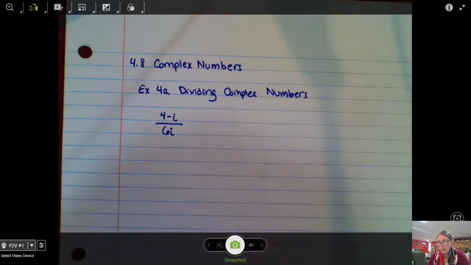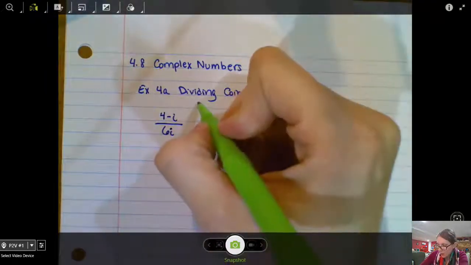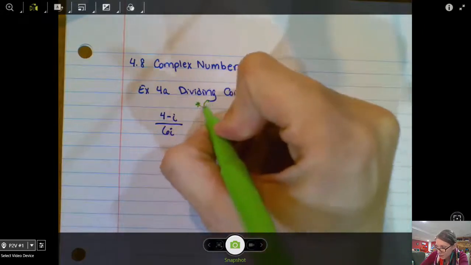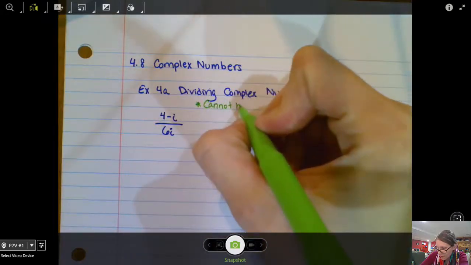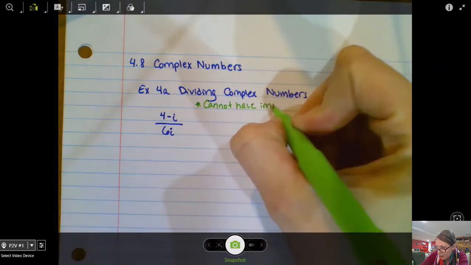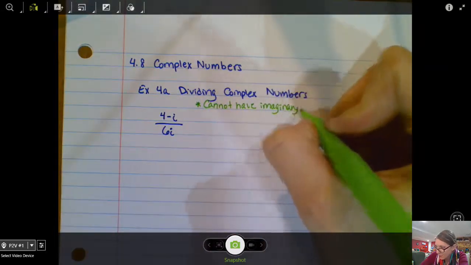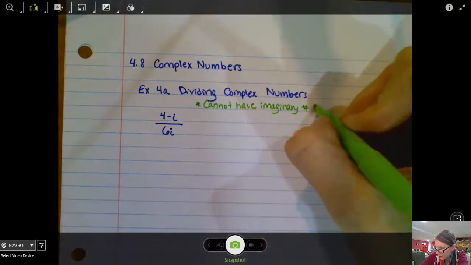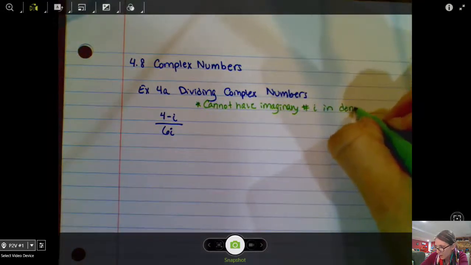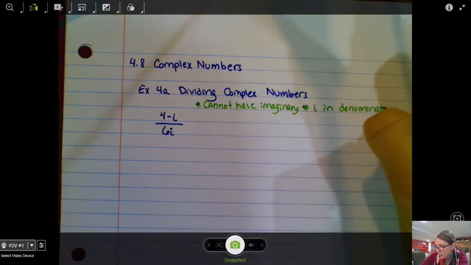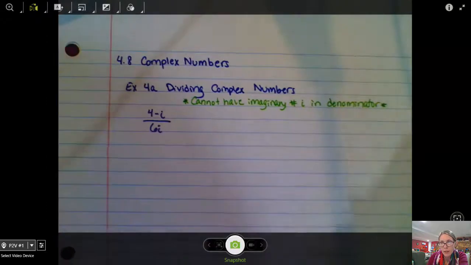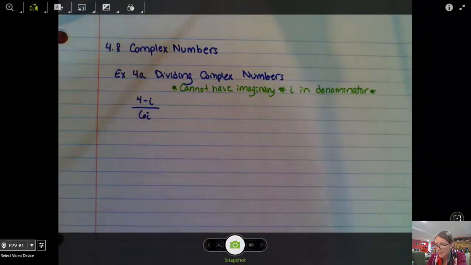Okay, here's the key with simplifying when we're dividing. It looks pretty simplified right now, but one of our rules for simplifying is that you cannot have the imaginary number i in the denominator of a fraction. And that's one of our rules, just kind of like the English language has grammar, it's kind of our math grammar, that we can't have this imaginary number in the denominator. All right, now how are we going to get rid of this imaginary number i?